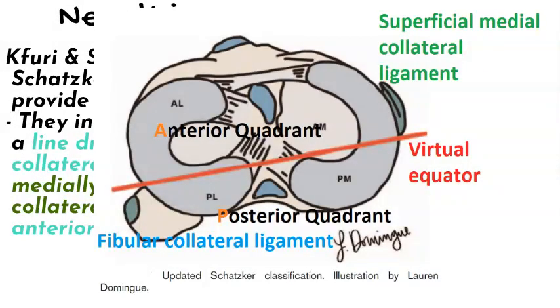This figure illustrates the updated Schatzker classification by Laurent Dominic. There is the virtual equator. The landmarks are superficial medial collateral ligament and the fibula collateral ligament. The virtual equator divides to the anterior quadrant and posterior quadrant.